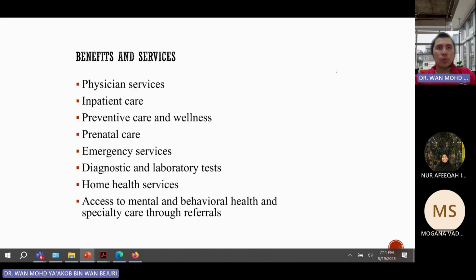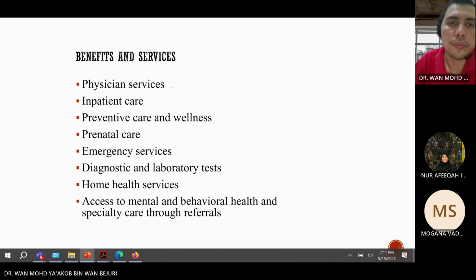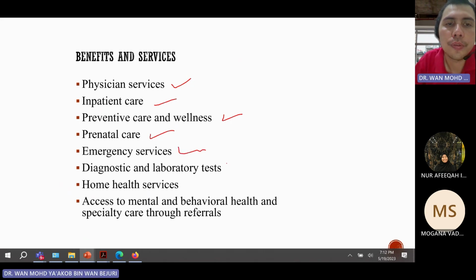The benefits and services. There are many categories: first, physician services; inpatient services; preventive care and wellness; prenatal care; emergency services; diagnostics and laboratory tests; home health services; and access to mental and behavioral health.